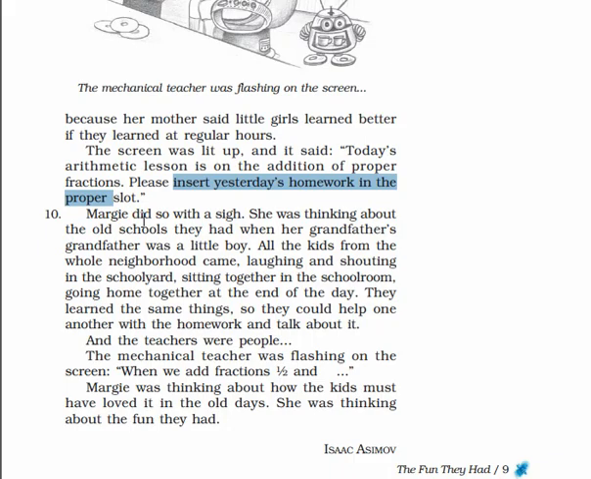Margie did so with a sigh. She was thinking about the old schools they had when her grandfather was a little boy. All the kids from the whole neighborhood came laughing and shouting in the schoolyard, sitting together in the classroom, going home together at the end of the day. They learned the same things so they could help one another with the homework and talk about it. And the teachers were people. The mechanical teacher was flashing on the screen, when we add fractions, one half and so on. Margie was thinking about how the kids must have loved it in the old days. She was thinking about the fun they had.